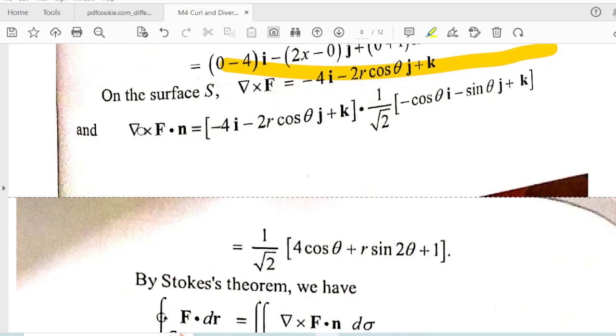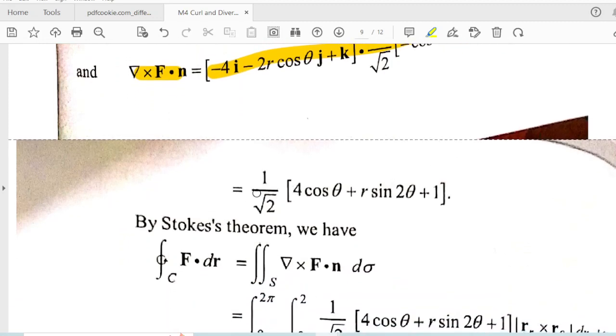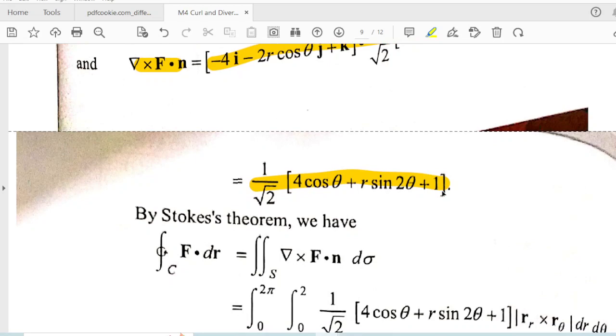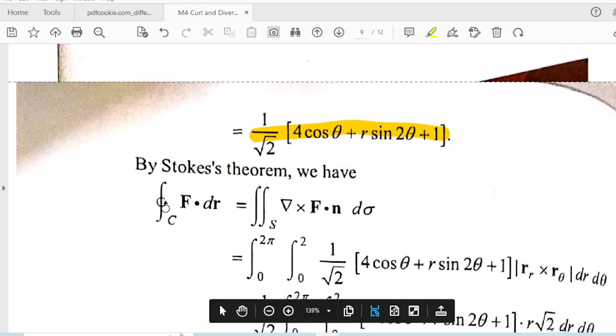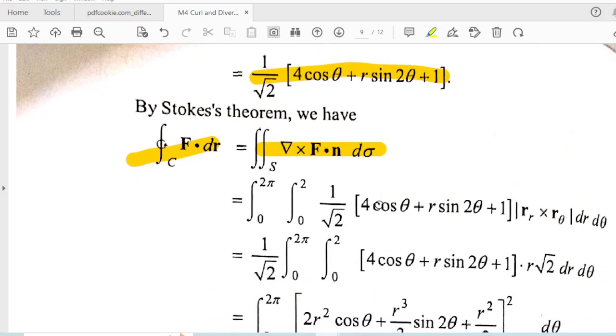Right side: finding del cross F bar dot n cap. When we evaluate this, we get it like this. Del cross F bar we know, dot n cap, you will get this. So this is our integrand. If we apply Stokes theorem, we can find the circulation. This is the circulation, which is equal to the curl integral. Finding this curl integral is enough to find the circulation. Del cross F bar dot n cap, we wrote that here.